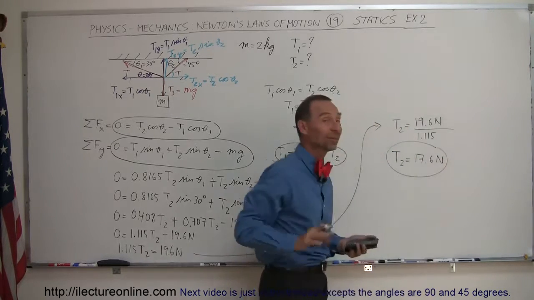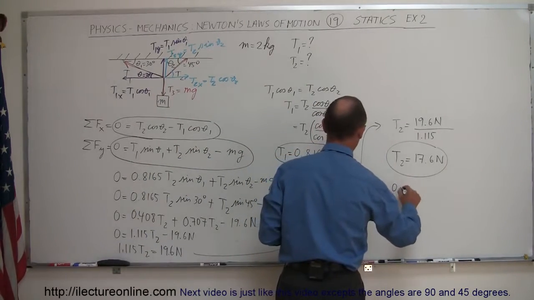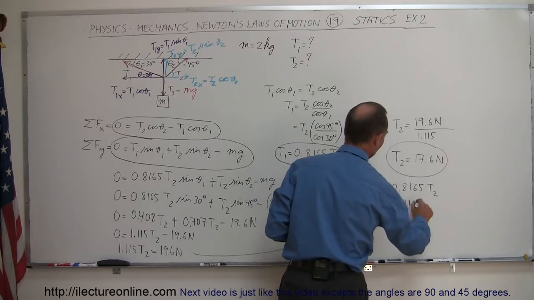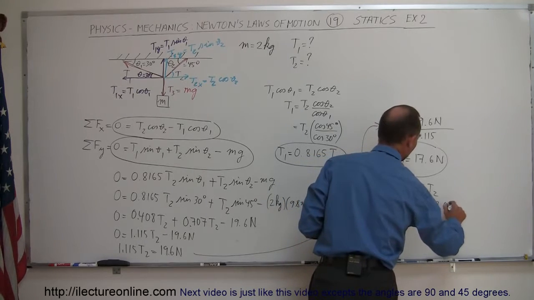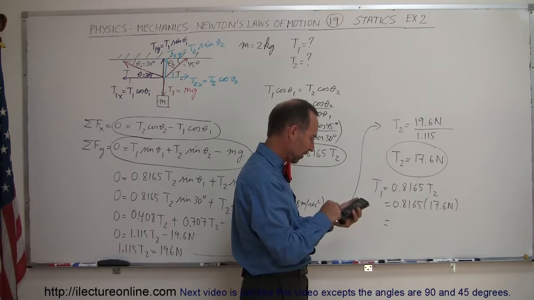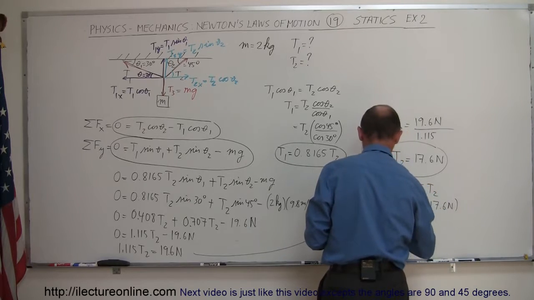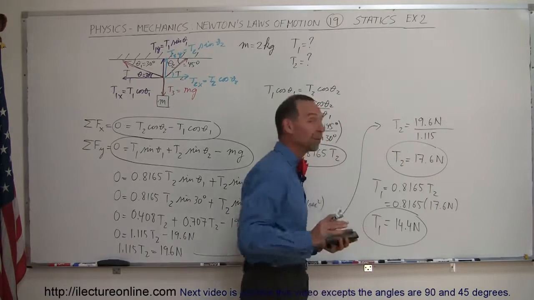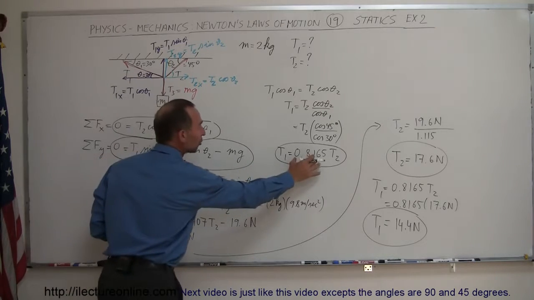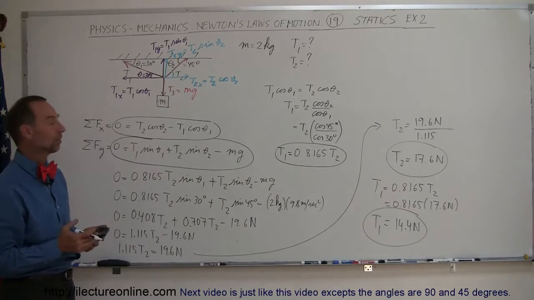All right, now that we know what T2 is, we then go back over here and we say that T1 is equal to 0.8165 T2, 0.8165 times 17.6 newtons equals, and so this is 14.4 newtons for T1. And there you go. So it's a little bit more complicated because T1 and T2 are not equal to each other, but you can find the relationship. Then you plug that in here, and then you do the same as before, and you find your two tensions.